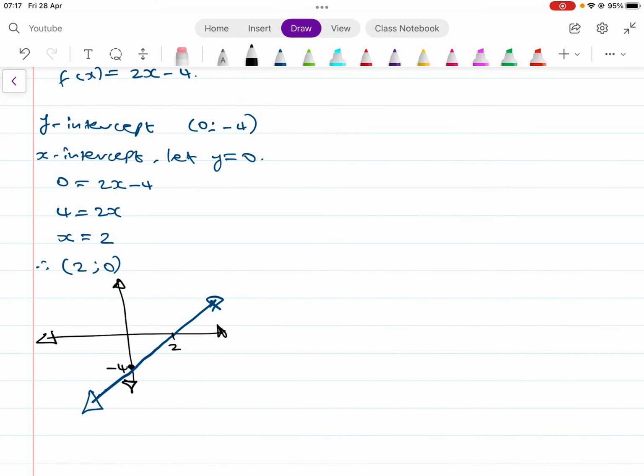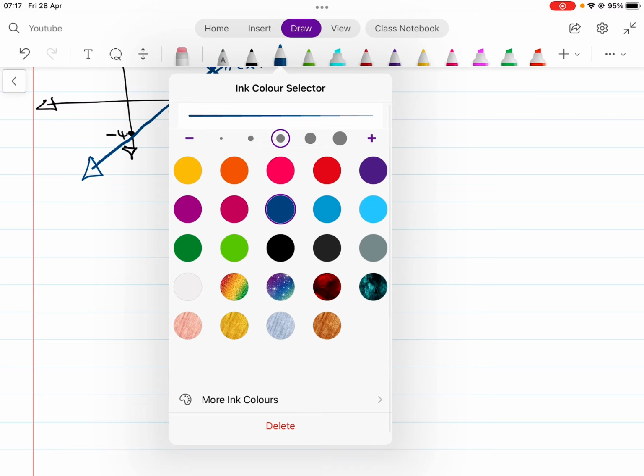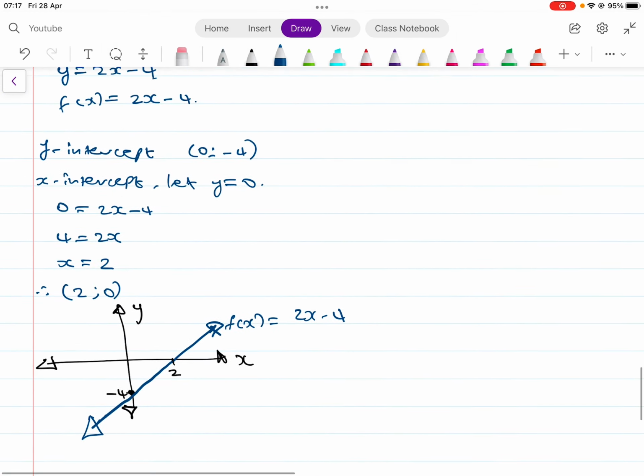Then you can even label the xy plane and give the graph the name f of x with the equation 2x minus 4. Then you are done. I hope you see that. And now let's look at another example.